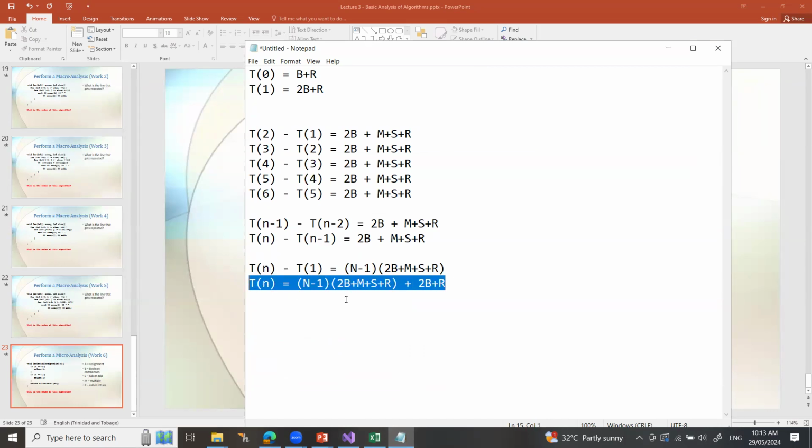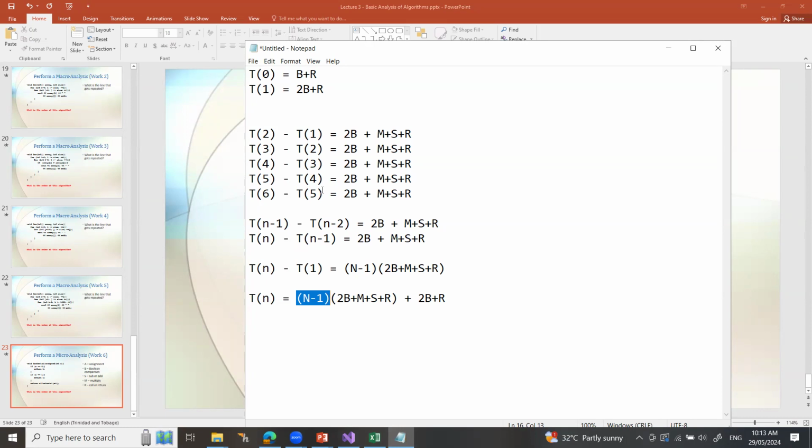So what is the order? I can simplify this down a little bit, but what does T of n scale with respect to n? This thing scales with respect to n, and it happens n minus 1 times. So the order is just n. Order of n, pretty much.